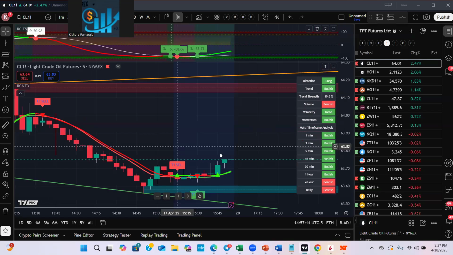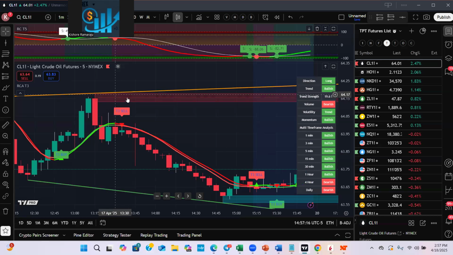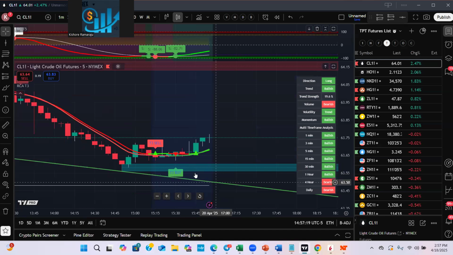So in T3, whenever you get a sell, if you are close to a resistance, that's a good opportunity. If you get a buy, you should be close to the support. If you get a sell here, don't take a sell, right? Because you are close to the support. It may just come down and go up.